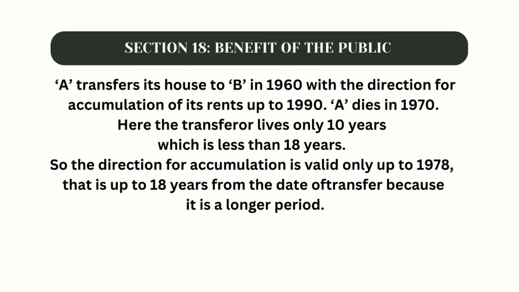For example, A transfers his house to B in 1960 with direction for accumulation of its rents up to 1990, and meanwhile A dies in 1970. Here the transferor lives only 10 years, which is less than 18 years. So, the direction for accumulation is valid only up to 1978, that is, up to 18 years from the date of transfer, because it is the longer period as per the section. Section 17 is an exception to the rule of section 14, the rule against perpetuity.